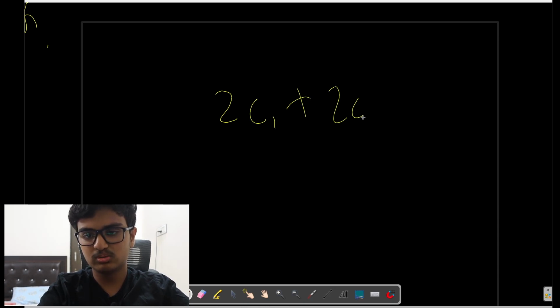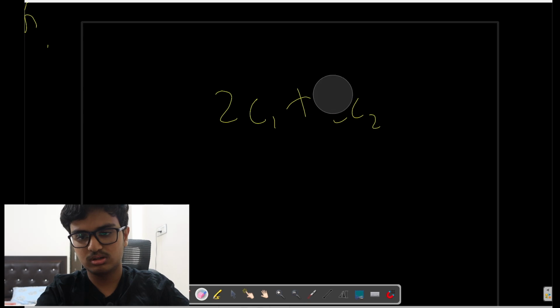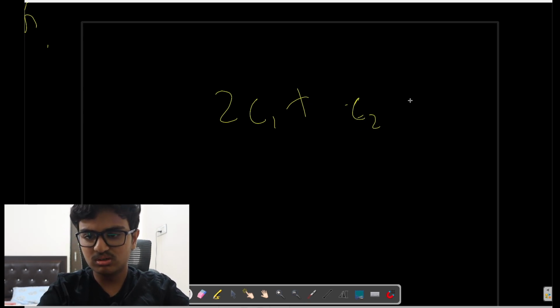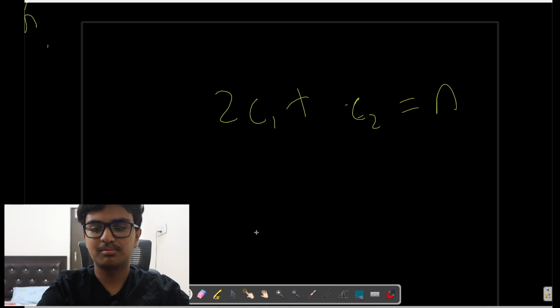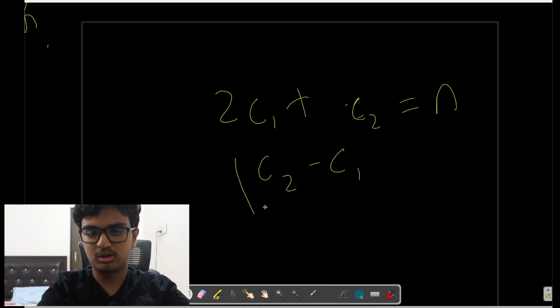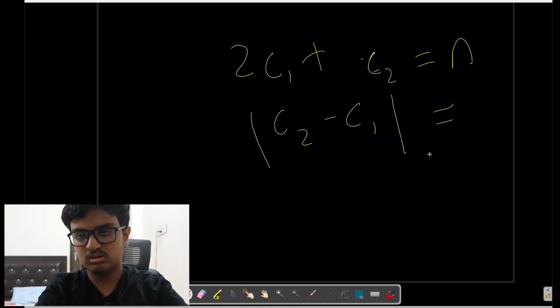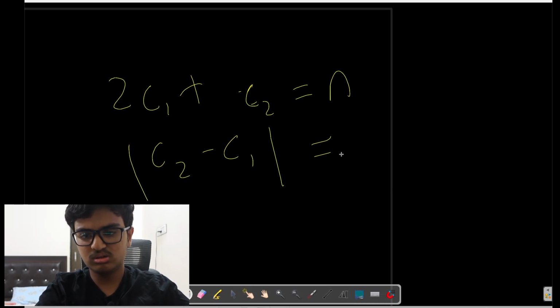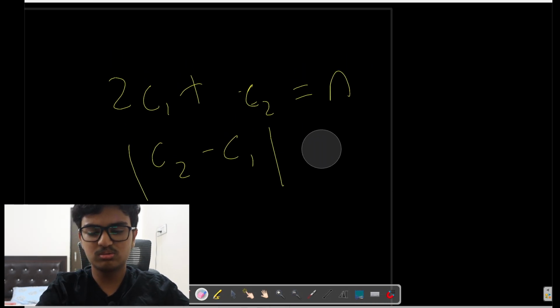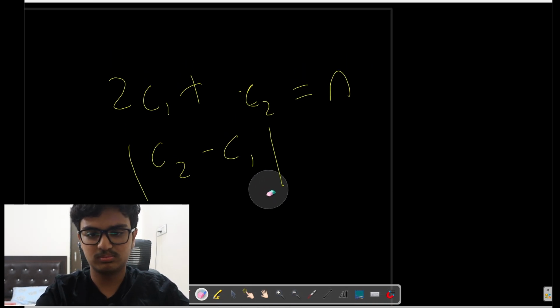Alright people, so what we need to do is make it so that c1 plus 2c2 gives us the value of n, where the absolute value of c2 minus c1 is the smallest. So this right here is the condition: c2 minus c1 is the smallest.